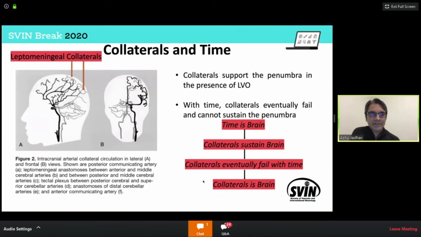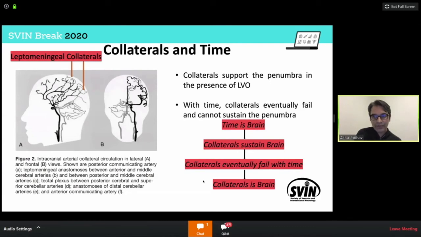And what is the physiological basis underlying these different phenotypes? I think we use collaterals as sort of a shorthand for what these might be in terms of mechanism, why there's differences. And we tend to think of patients coming in with good collaterals as having a small core or being slow progressors. So since collaterals support the penumbra in the presence of a blockage, we say time is brain, collateral sustained brain, and then when collaterals eventually fail with time, the patients will have a large stroke.